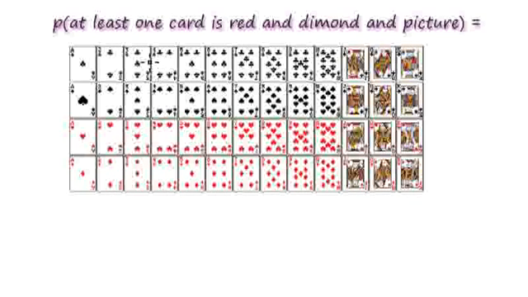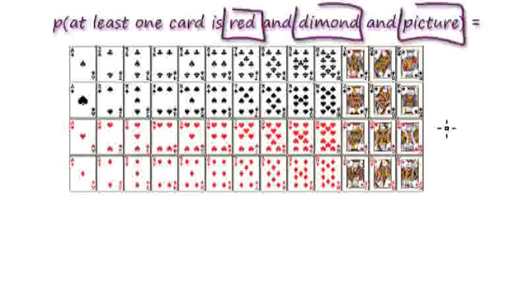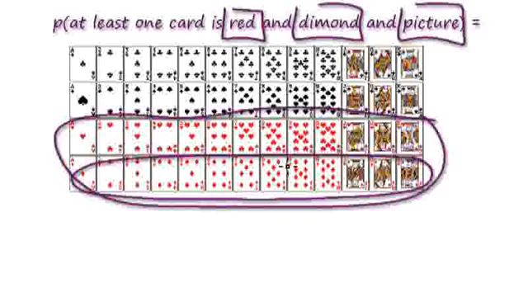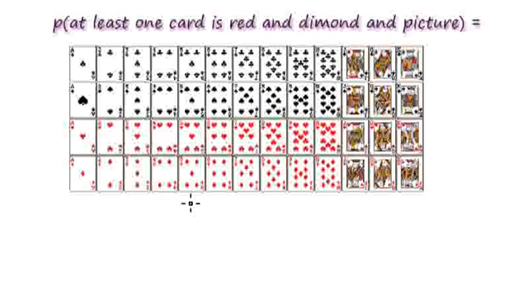Okay, so if you look at it, it's saying a card has to be a red and a diamond and a picture card. Well, red are all these cards here, diamonds are all these ones here. Now, if it's a diamond, it's automatically a red card. So your Venn diagram will look quite strange. Hang on, so let's draw it.